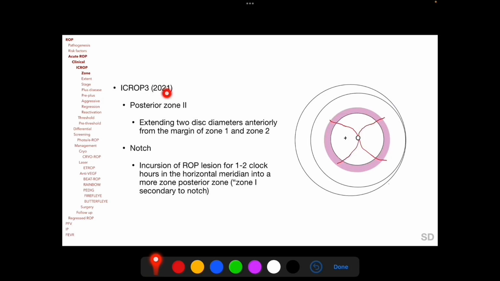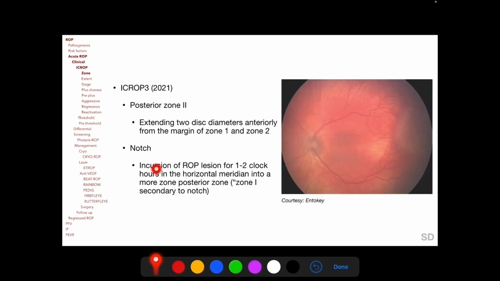The 2021 edition of ICROP introduced two more terms, posterior zone 2 and notch. Posterior zone 2 is actually a portion of the original zone 2 extending 2 disc diameters anteriorly from the junction between zone 1 and zone 2. And notch is an incursion of ROP lesion into a more posterior zone than the remainder of the ROP lesion for 1 to 2 clock hours in the horizontal meridian, as seen here in this clinical photograph. So when this incursion is from zone 2 to zone 1, the zone description of ROP is zone 1 secondary to notch.